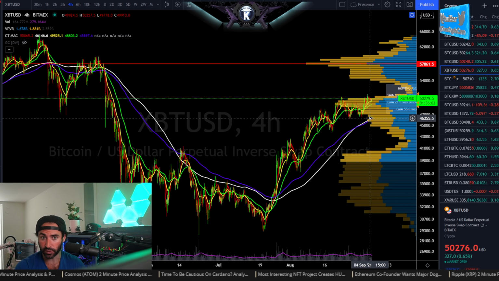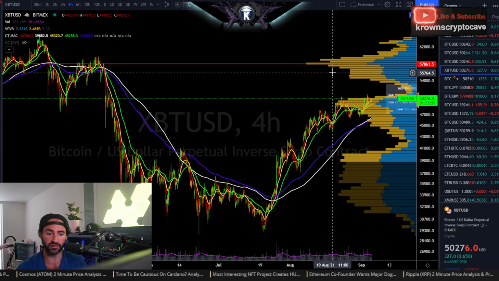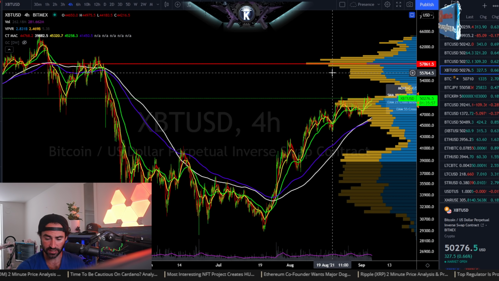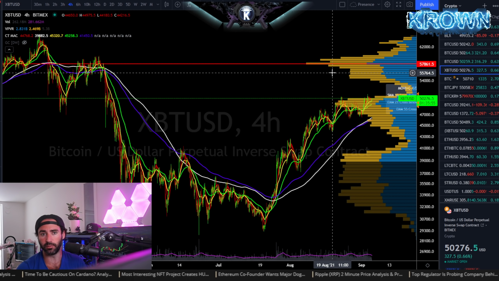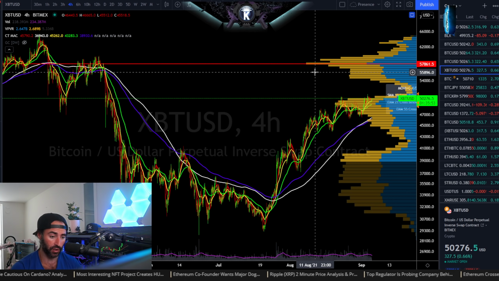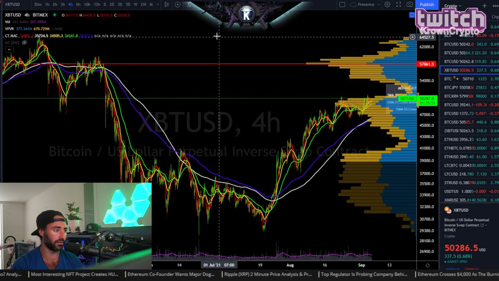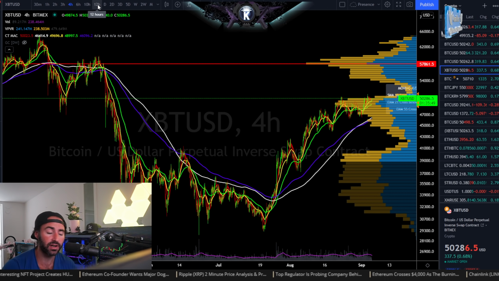The short term, 49.5 is going to be the big one for 4-hour timeframes and lower. And then of course below 47,000 bucks on a daily would look very, very bad as well for the bulls. But for right now, bulls have a lot of things going for them, a lot of things on their side of the court.